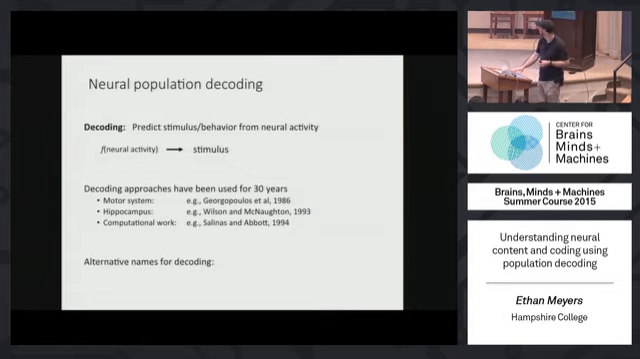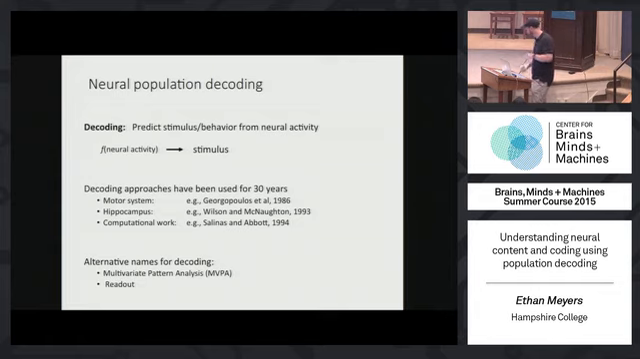And just a few other names for decoding: MVPA, multivariate pattern analysis. This is the terminology that people in the fMRI community use, and what Rebecca was using. It's also called readout. So if you've heard those terms, they refer to the same thing.